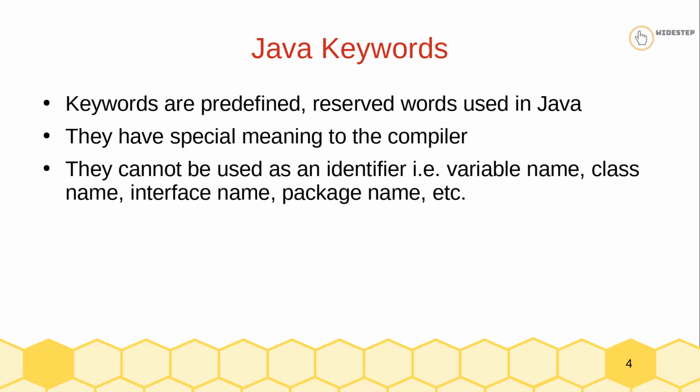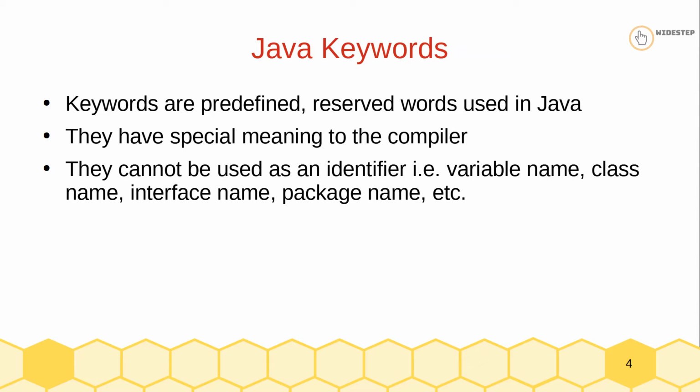Java keywords are basically predefined and reserved words in Java programming language, and these Java keywords have special meaning to the compiler. Every time we use a keyword, the compiler understands that this keyword is referring to a certain functionality. Actually, we do not see it, but there is an underlying implementation which is identified by the compiler itself. And they cannot be used as an identifier. So what is an identifier? An identifier is basically a variable name we define, or the class name, or the interface name, or the package name.